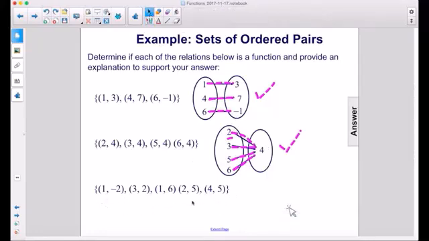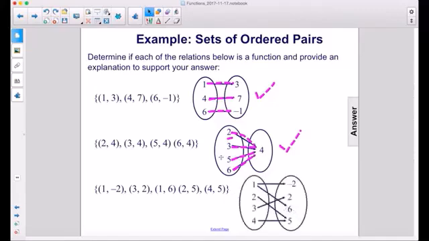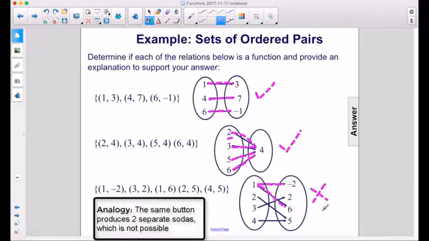All right, and the final example. Here is a relation with 5 sets of ordered pairs. First, you draw your map. All right, so let's map this out. The input value of 1, oh no, it maps to 2 separate values in the outputs list. So I can tell you right away, this is not a function. Because remember, each one has to map to only one number. So if one X value here maps to 2 separate Y values, that is not a function.